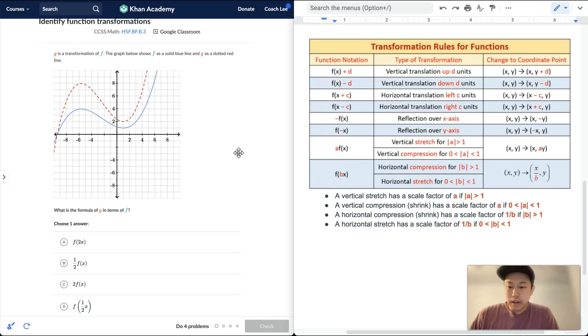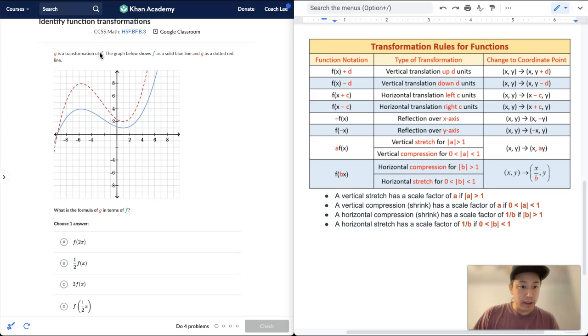All right, so this practice is going to put all your function transformations together. We could have two transformations happening at once, we could have three, but we're still going to use this same chart to see which transformations we're incorporating and how it changes the equation.